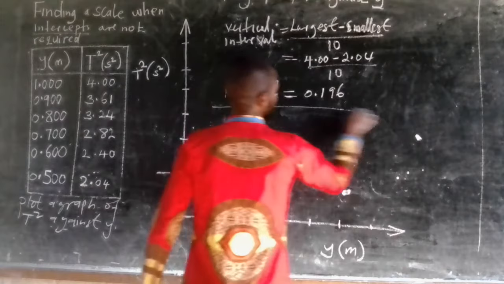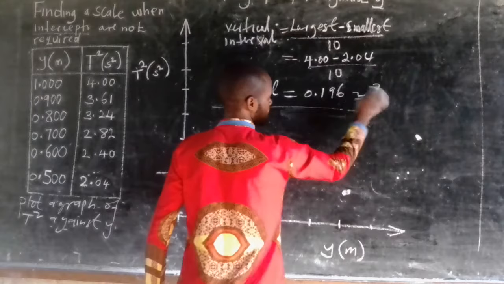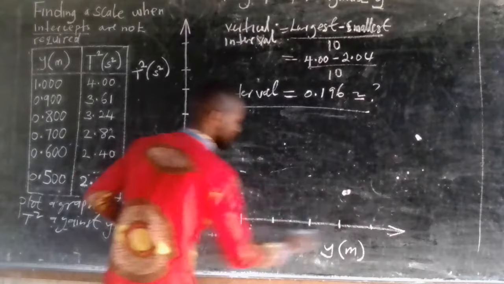So which means here, there is a value I'm going to look for, which is the convenient interval. I'll put it this side. Then we look at the horizontal. What about budgeting for this line? What is the value representing this interval, the horizontal interval?